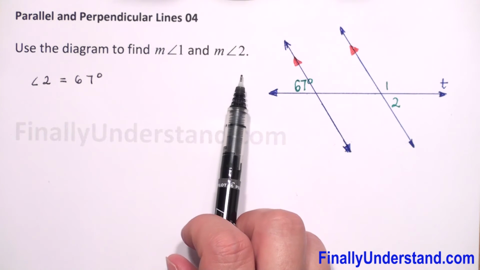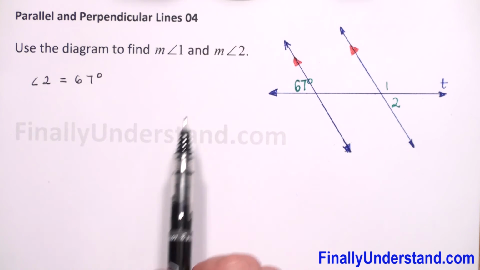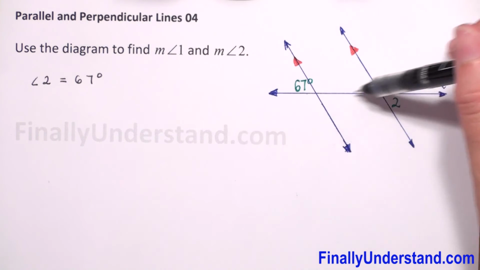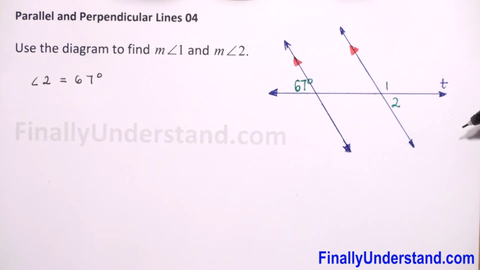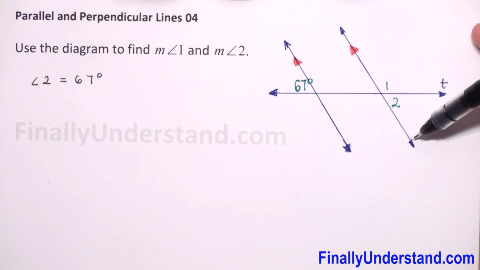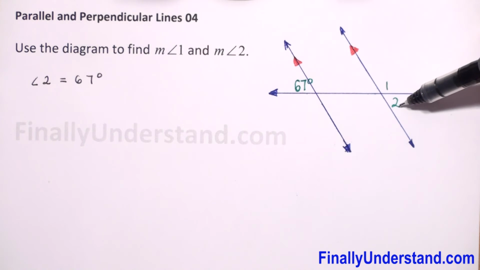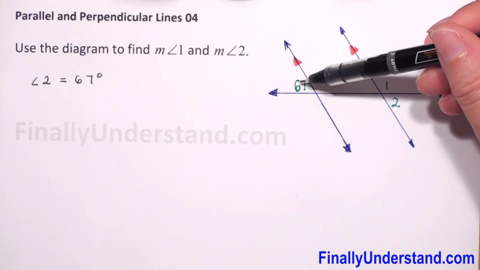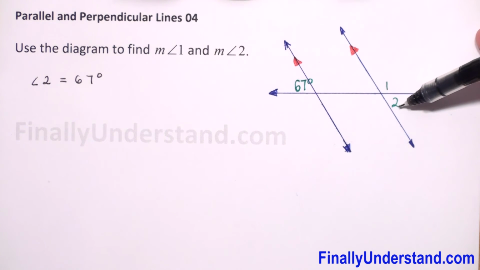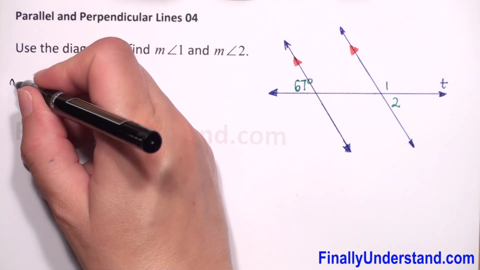We just used the alternate exterior angles theorem: if two parallel lines are cut by a transversal, then the pairs of alternate exterior angles are congruent. So alternate exterior angles are angles which are outside of these two parallel lines and on opposite sides. So angle 2 is the same as this angle. We know that this is 67 degrees. So we have the measure of angle 2.